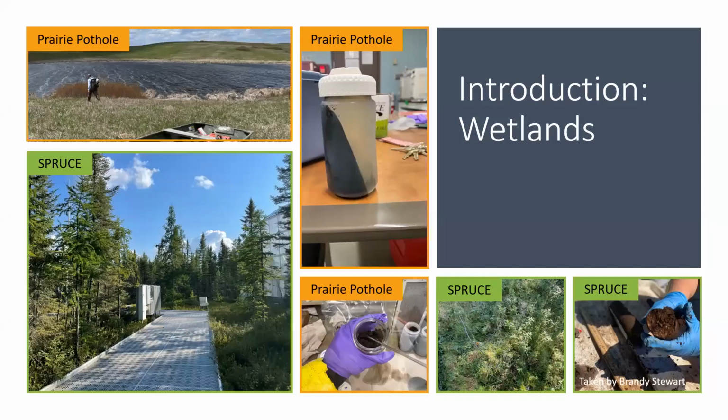Okay, so I study wetlands, as I said. The first is the Prairie Pothole region, outlined in orange, and then the other is the Spruce site, which is outlined in green. And as you can tell from the photographs with the gloves on, the soils are pretty different.